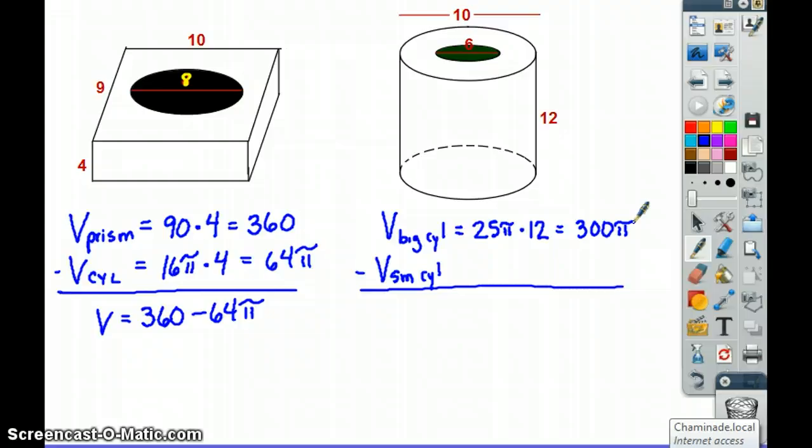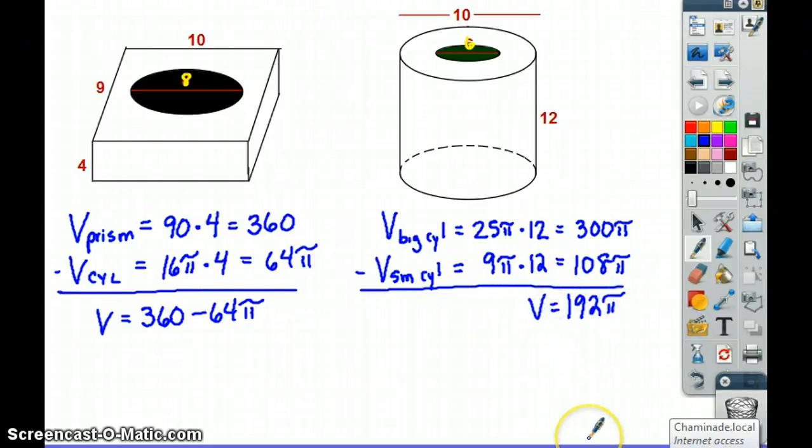Okay, now the volume of the small cylinder. Well, once again, I find the area of the base. Diameter is 6. I'm not sure if you can read that clearly. That's a 6. So the radius is 3, giving me a base area, pi r squared, of 9 pi times my height. Multiplying those together gives me 108 pi. I subtract those. The volume that I'm looking for would then be 192 pi.